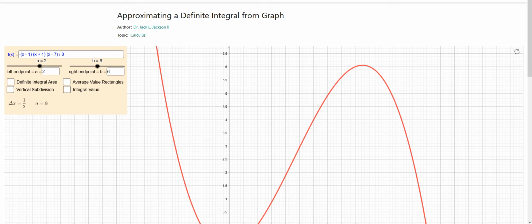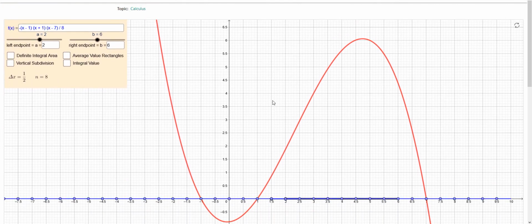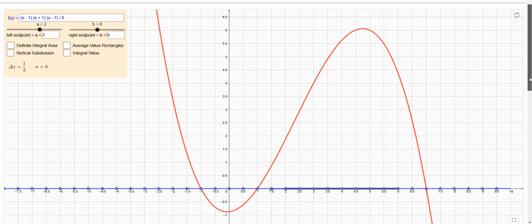In this video, we're going to talk about how we can look at a graph of a function and from the graph estimate the area between that graph and the x-axis. Okay, and of course that is, at least the net signed area is exactly what we mean by an integral. So this is a GeoGebra applet that I've designed to help us do this.